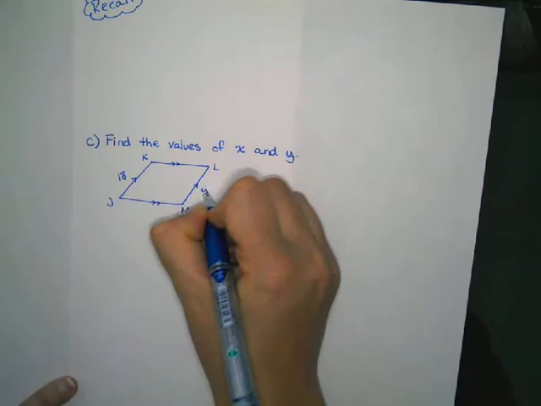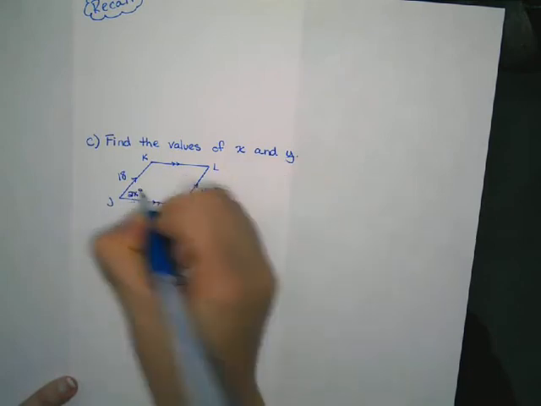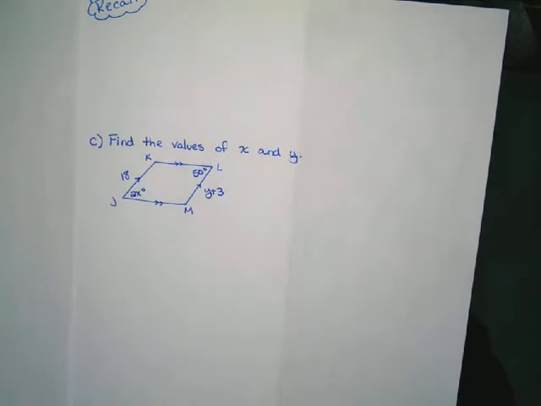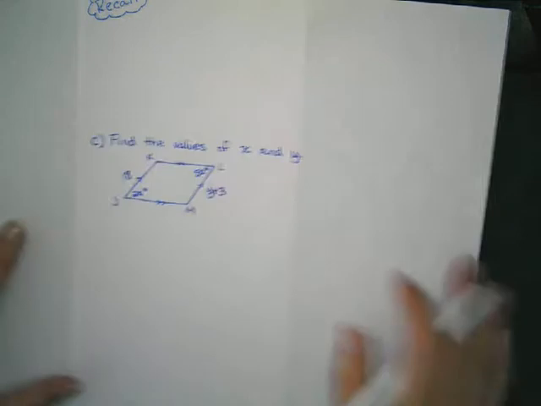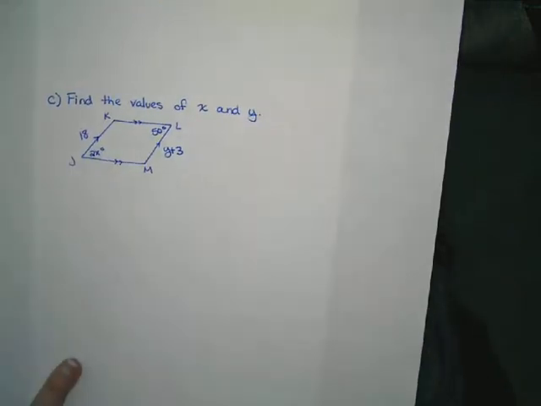So first of all, let's start with x. What do you know about opposite angles in a parallelogram? They're congruent. Excellent. So we're going to set them equal. How do I get x by itself? Good. You divide by 2 on both sides, and x is equal to 25.